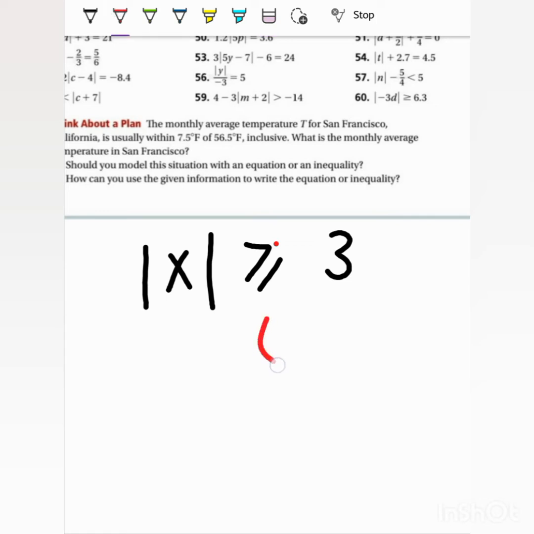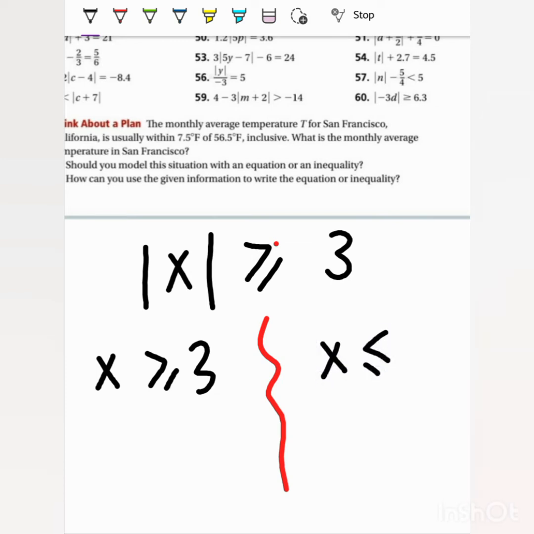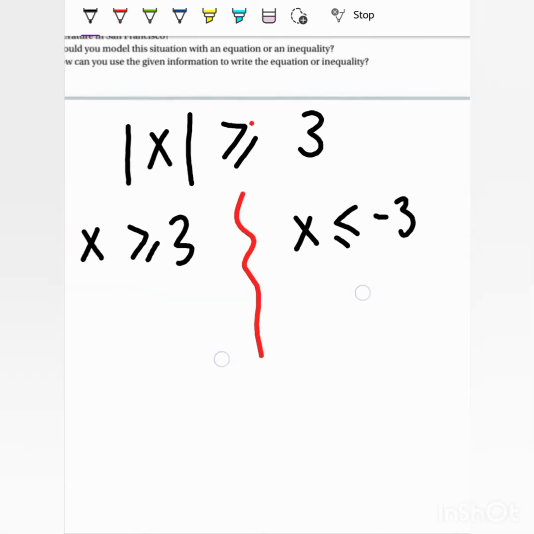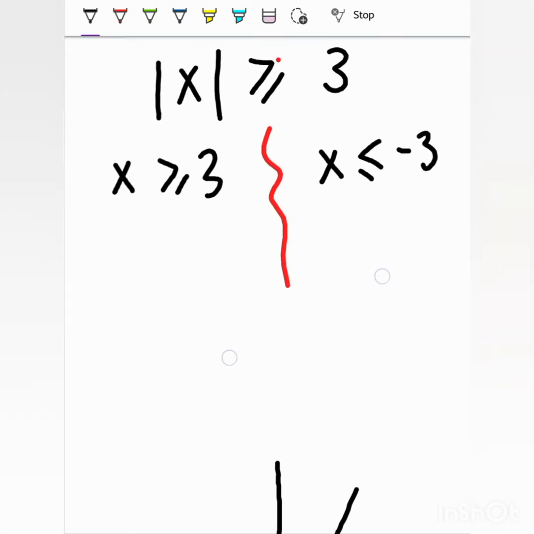Directly divide the page into parts and copy the question as it is, but without the sticks, without the absolute value. And then copy it again, but flip the greater than to less than, and use the opposite sign for the 3, so it will be negative 3. And now let us try to graph.